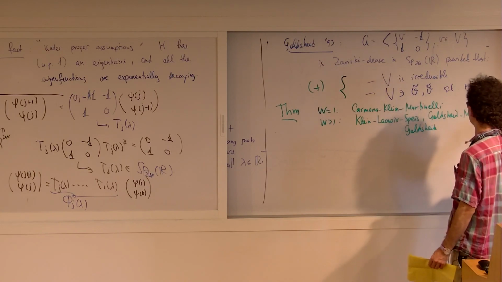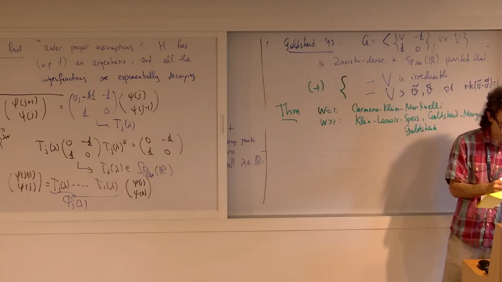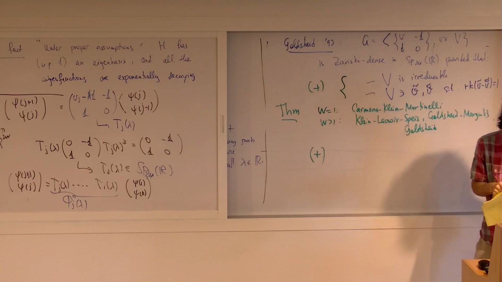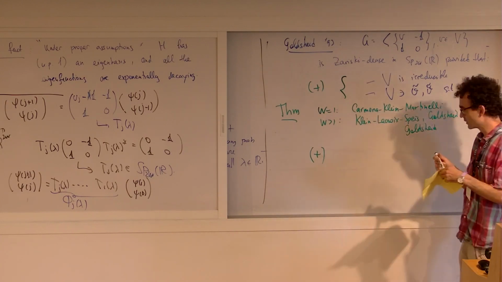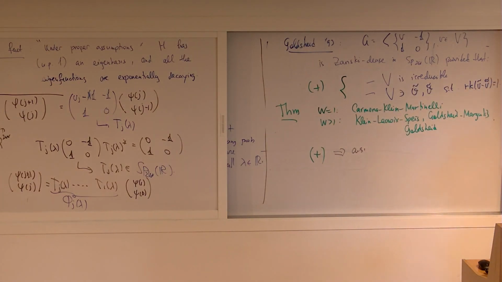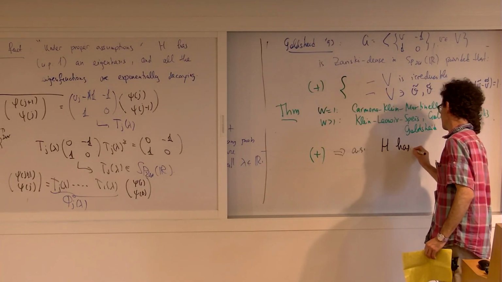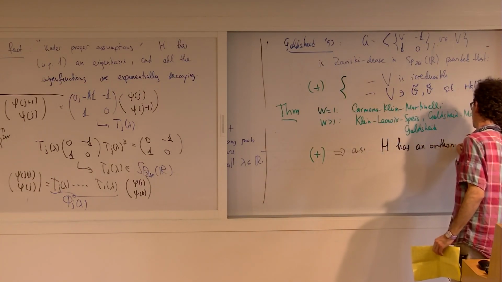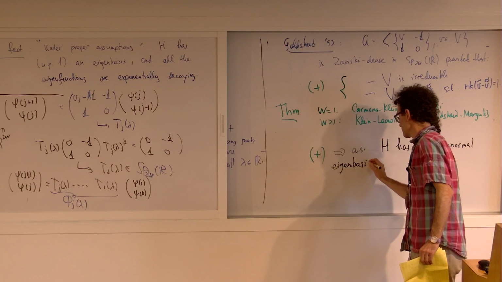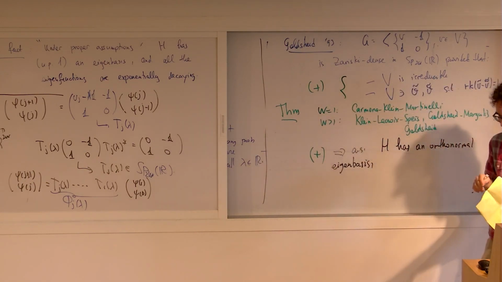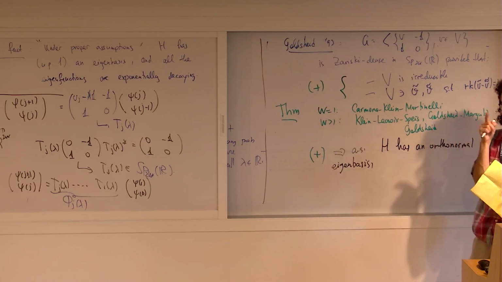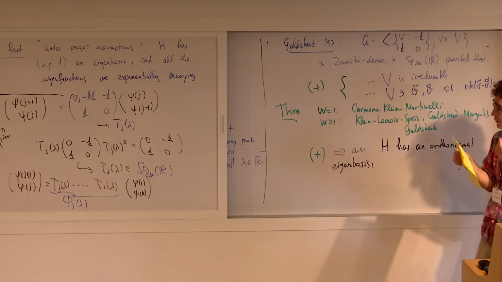And the statement is that if you assume this condition on the distribution of the potential, then almost surely H has an orthonormal eigenbasis, and moreover each eigenfunction decays at plus minus infinity exponentially, exactly with the rate prescribed by the Wth Lyapunov exponent, which we've defined earlier.